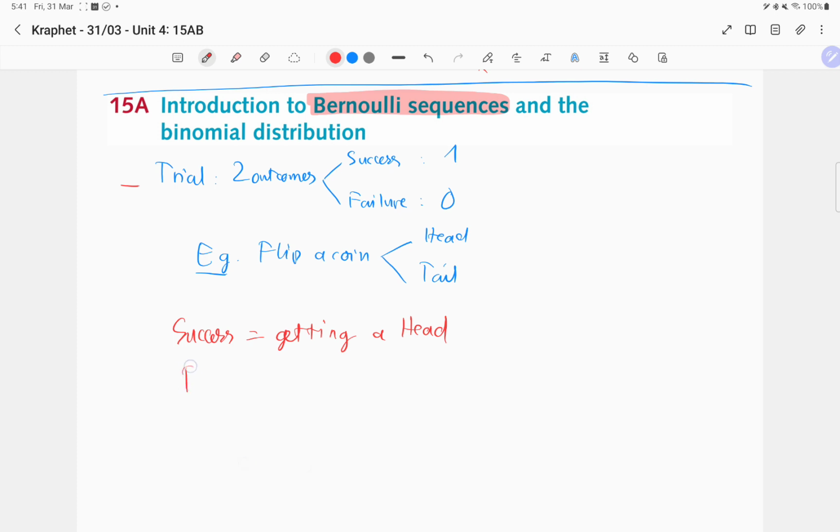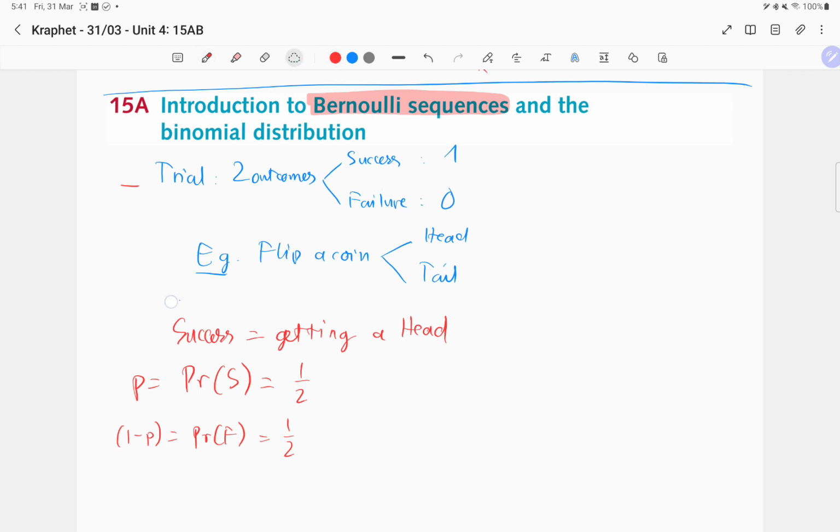And then the probability of success, in this case flipping a coin, would be 1/2. This is normally written as a lowercase p. The probability of failure would also be 1/2 in this case, and is normally written as 1 minus p. Why is it 1 minus p? Because if the chance of success is 1/2, failure is just all the other scenarios.